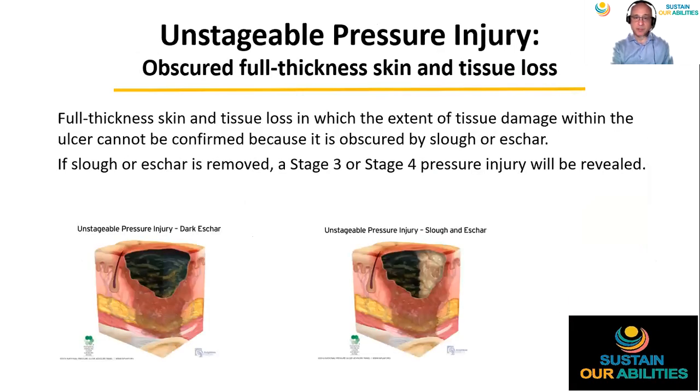The unstageable pressure injury, an obscured full thickness skin and tissue loss, in which the extent of tissue damage within the ulcer cannot be confirmed because it is obscured by slough or eschar. If slough or eschar is removed, a stage 3 or stage 4 pressure injury will be revealed.